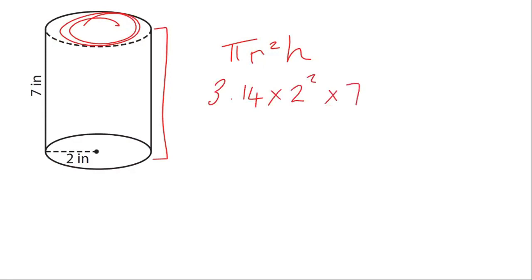And all we have to do is punch this in. So we have 3.14 times 2 squared times 7. And my answer is 87.92. And since we're dealing with volume, this has to be cubic units, so inches cubed. And you can just go ahead and label that the volume, all right? It's always good to label your answers.